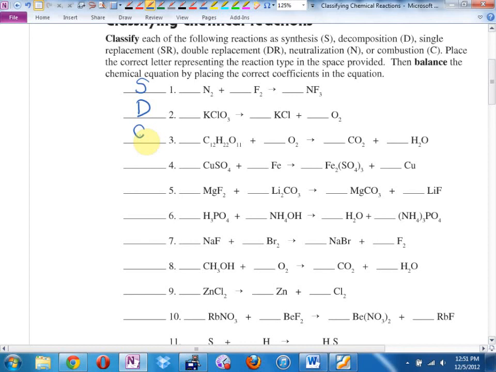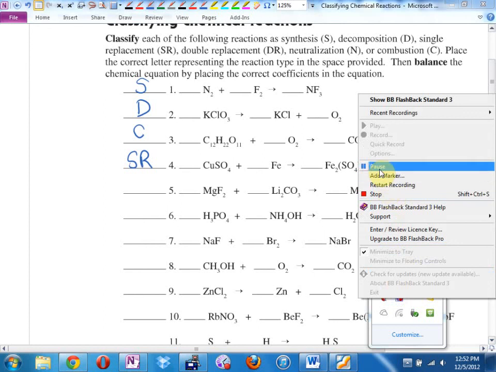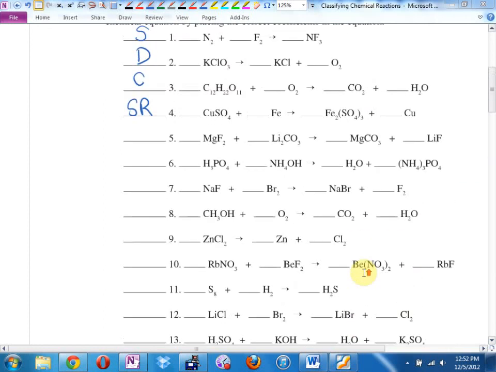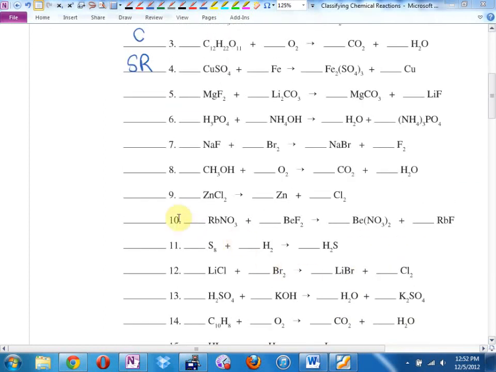Okay, what do we think the fourth one is? Single replacement. How do you know? 2 and 1 still become 2 and 1, but 1 traded places. Oh, 1 traded places? What's another word for 1? Single. What's another word for traded places? Replacement. So single replacement, we'll call that an SR. Okay? You folks kind of getting the hang of how we're doing this? Let's jump down a ways. How about number 10?